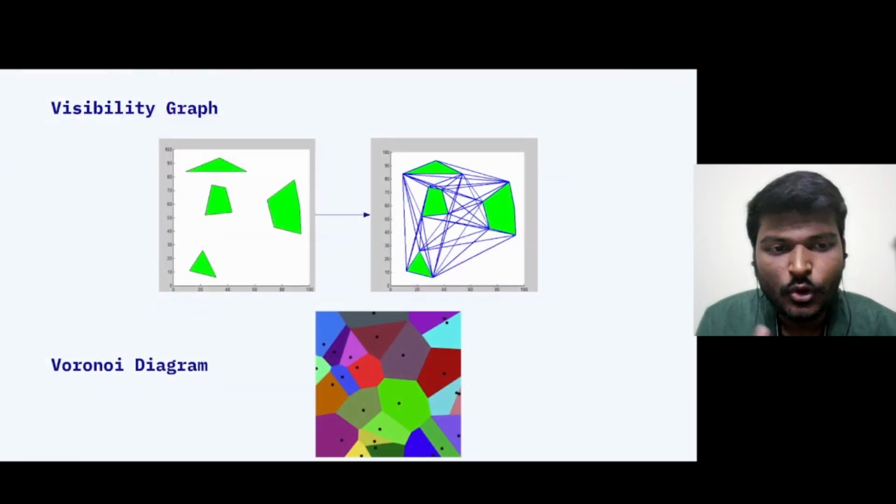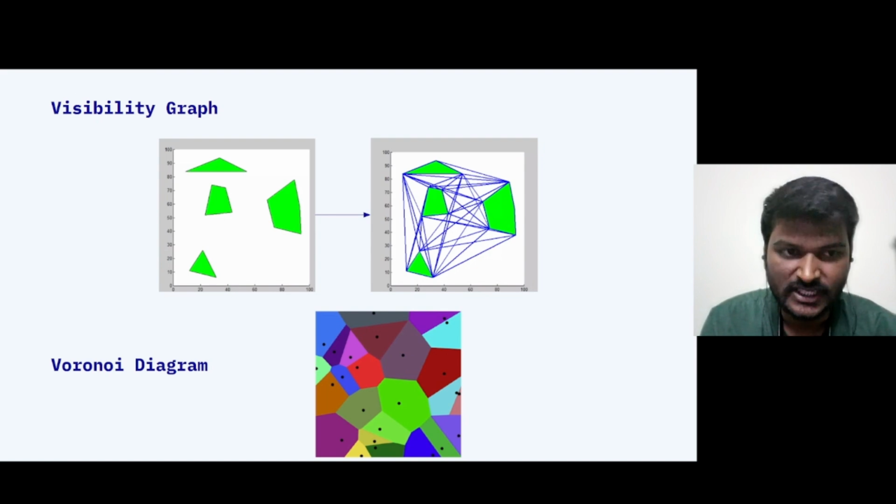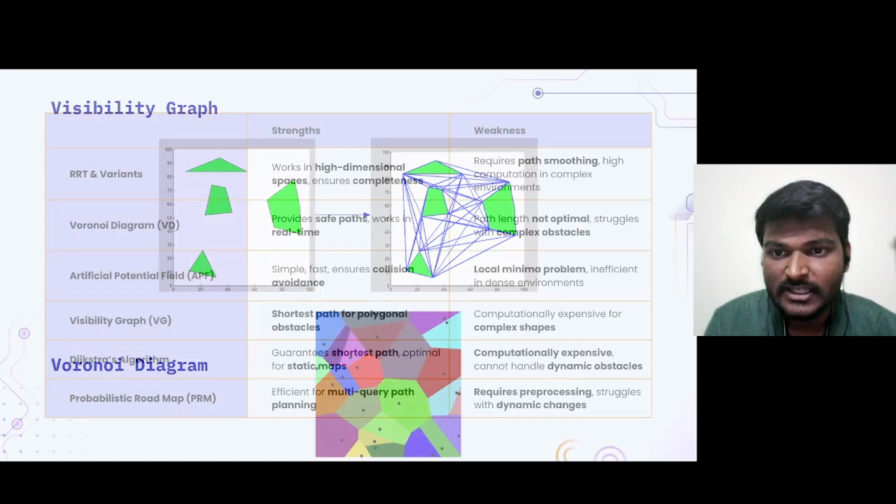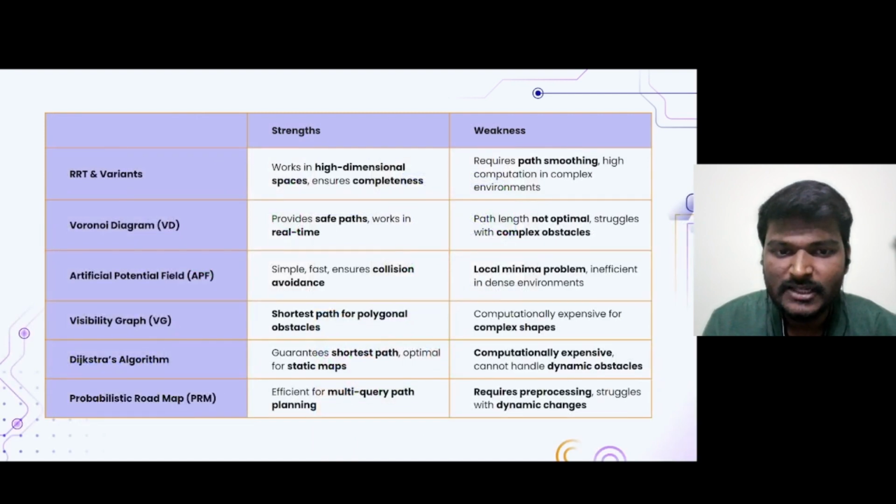A visibility graph connects all the vertices of obstacles and the start and goal points if they have a direct line of sight. The shortest path is found using a graph search algorithm. As can be seen in the graph, we are considering the geometric dimensions of the obstacles to find the path. Now, the Dijkstra algorithm finds the shortest path in a weighted graph by exploring all possible routes and selecting the path with the minimum cumulative cost.